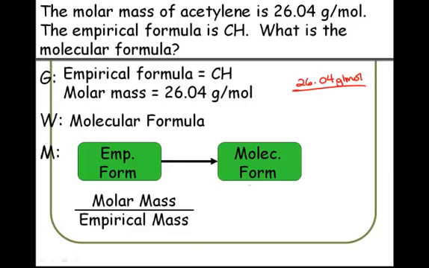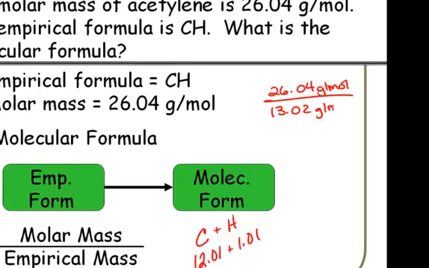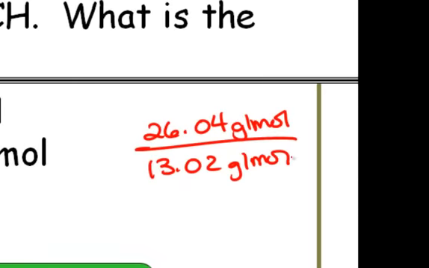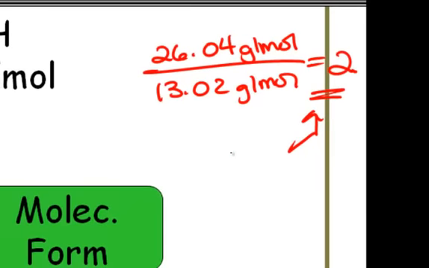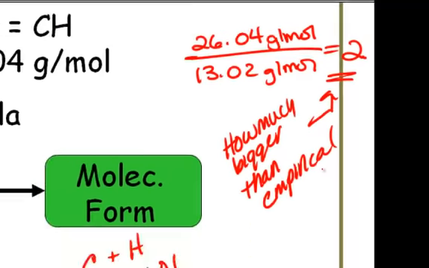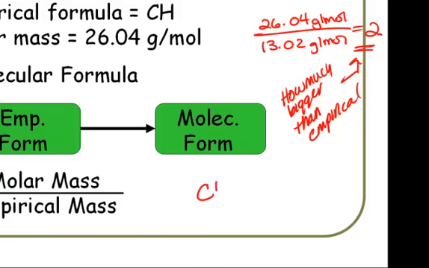The empirical mass, carbon, has a mass of 12.01. Hydrogen has a mass of 1.01. So our empirical mass is 13.02 grams per mole. 26.04 divided by 13.02 gives us 2. This 2 tells us how much bigger our molecule is than our empirical. So our final step is to take our empirical formula, CH, and multiply our ratio by 2. So this means that our molecular formula is C2H2.